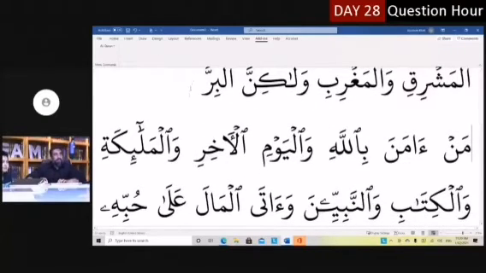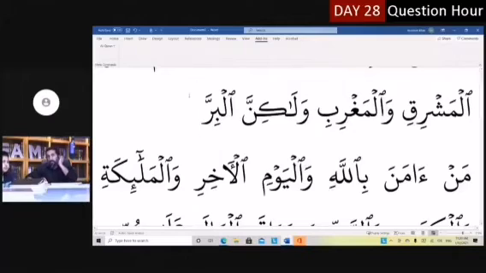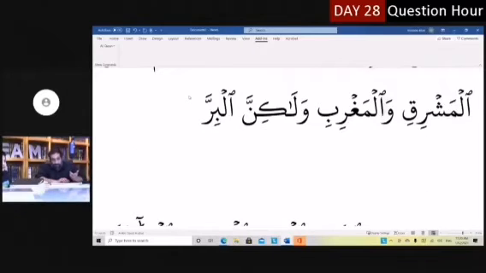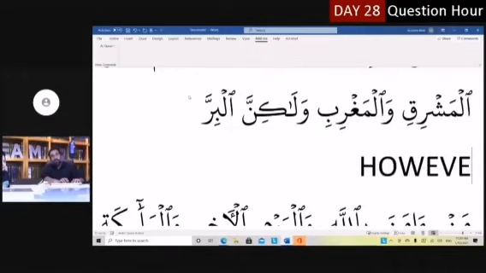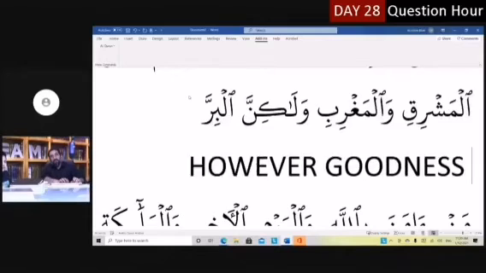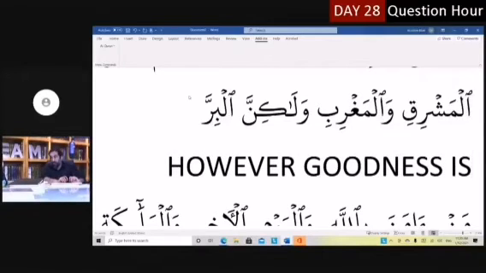And what did I say about bir? Goodness. So is that an adjective or is that a masdar? That would be an adjective. Goodness, like you are goodness? Oh, no, that would be a masdar. Goodness is a masdar, the idea of being good. Allah says, لَكِنَّ is a harf of nasb. It means however. However, goodness is.